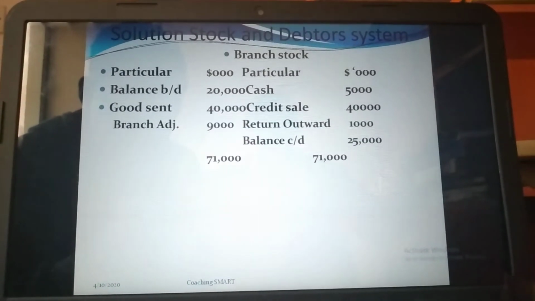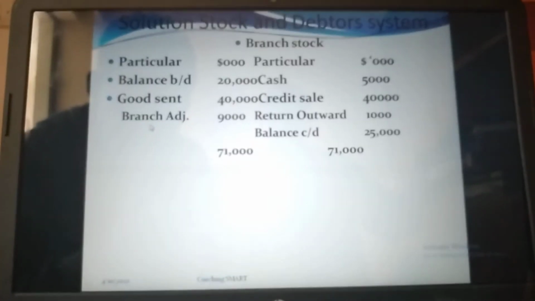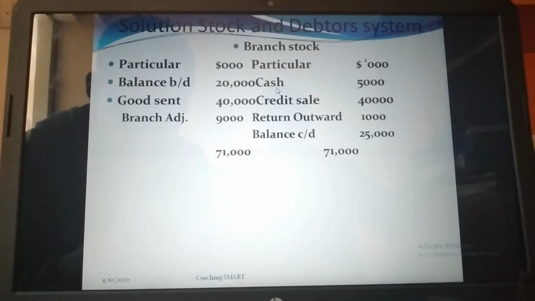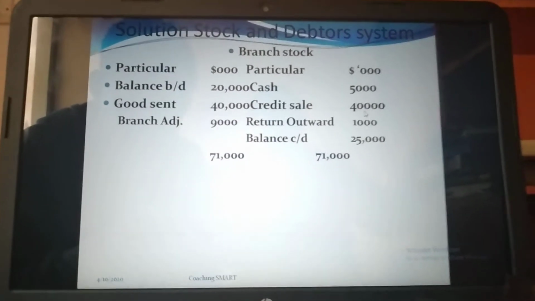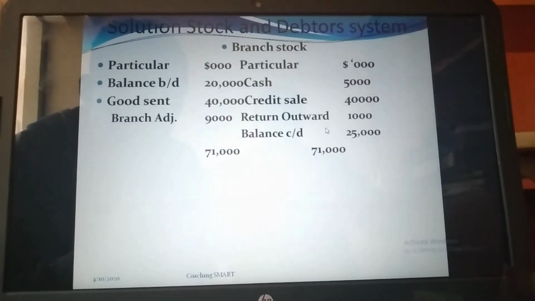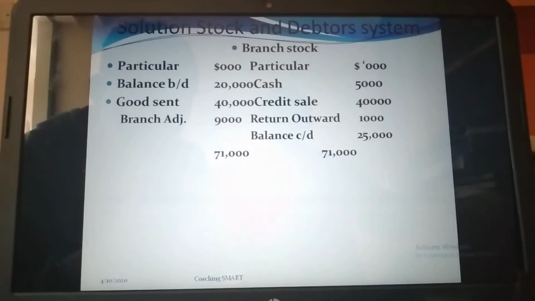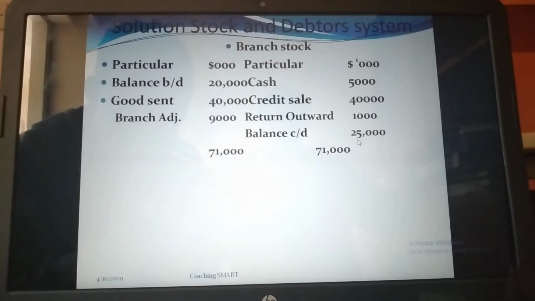And then goods sent to branch, which is 40,000, which is here. And then when you go to the credit side, we have cash sales, which is 5,000, credit sales, 40,000 from the question, return outwards, which is return to the head office, 1,000. Balance carried down is 25,000. This is the closing stock.